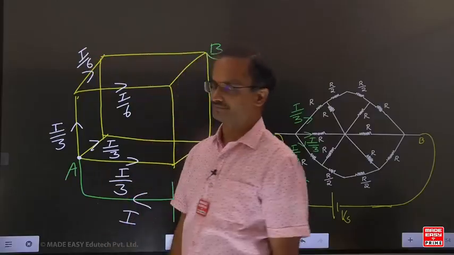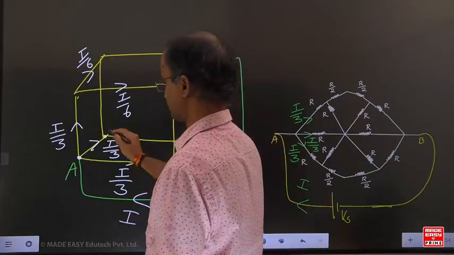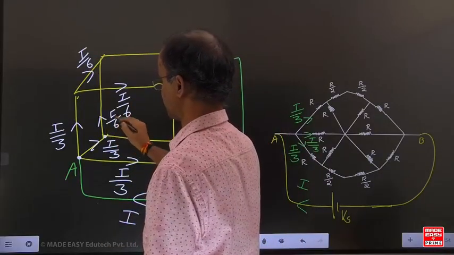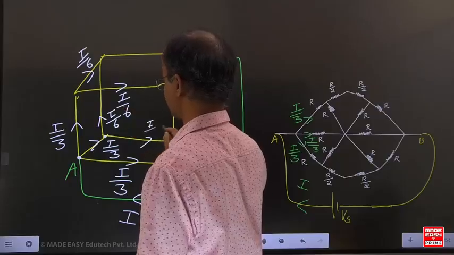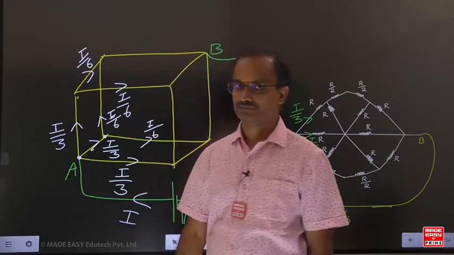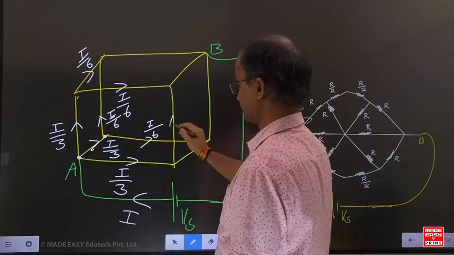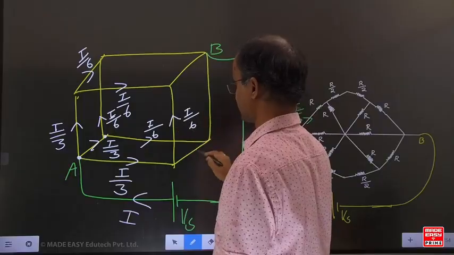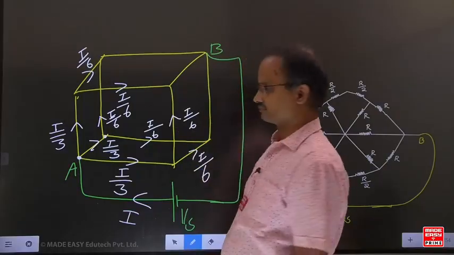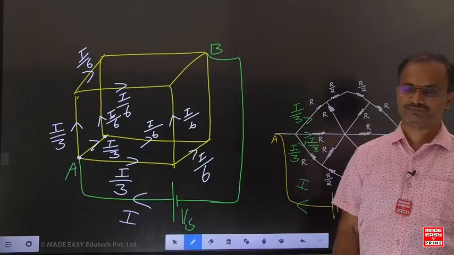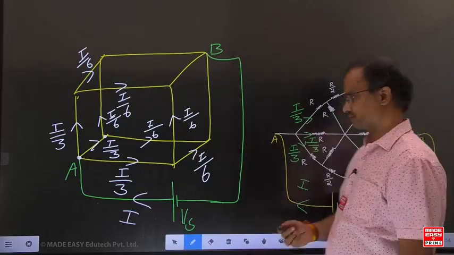Both branches are connected here. Here also, how many branches are there? 2 branches. What can we say? The current is I by 6. Here I by 3 is coming, and we can write this as I by 6 and I by 6. The current is equally distributed. But look here, how is the connection?